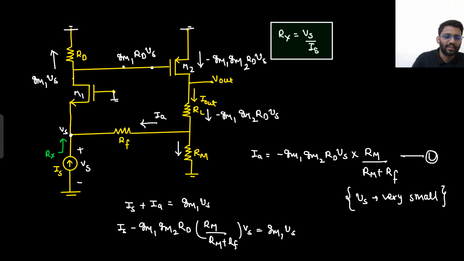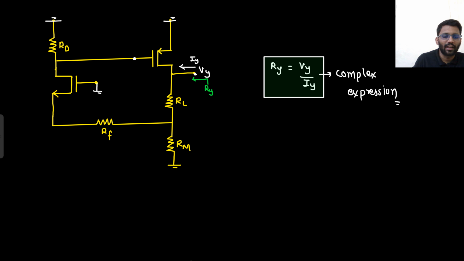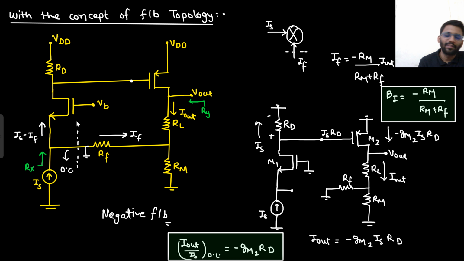This was also very simple. And then you could find the expression of Ry. No, you could not find the expression of Ry, because we gave up here as that was a very complex expression we were getting. Then we solved it with the concept of feedback topology. First we saw open loop. What will be the open loop diagram?